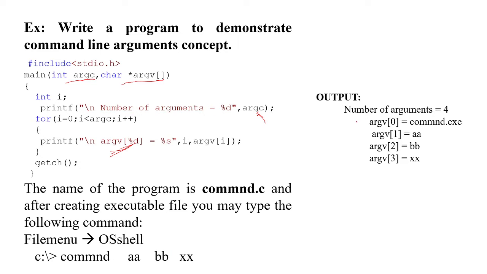Then whenever you see the output, what is going to happen? The number of arguments you passed is 4, and the arguments are: one is command.exe, another one is AA, another one is BB, and finally the last value is XX. Like this we are going to get the output for the command line arguments. So this is about command line arguments.